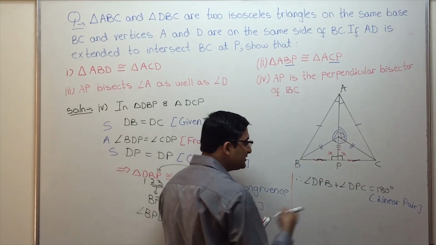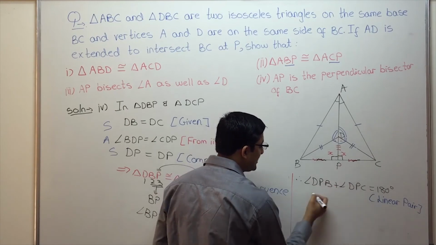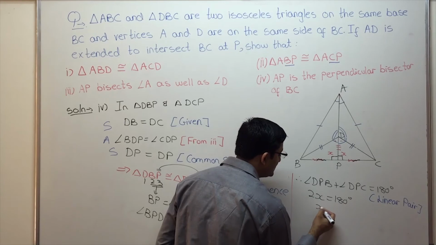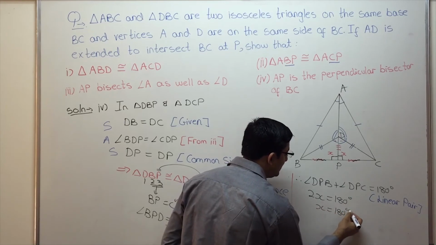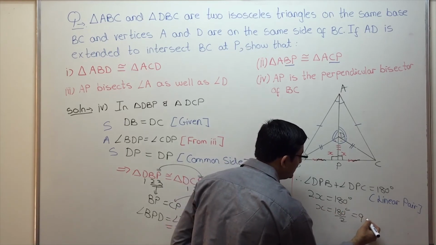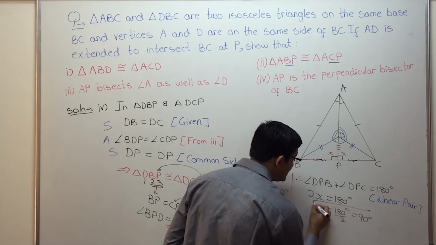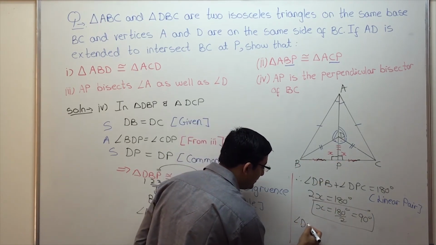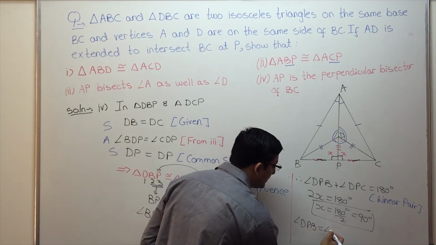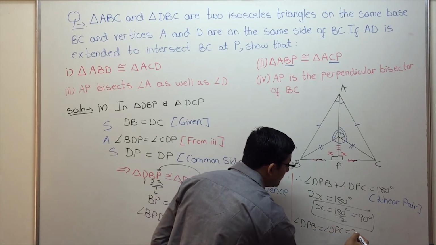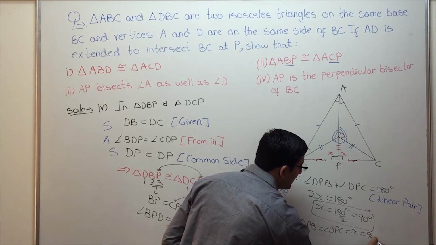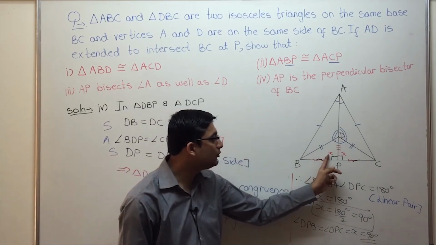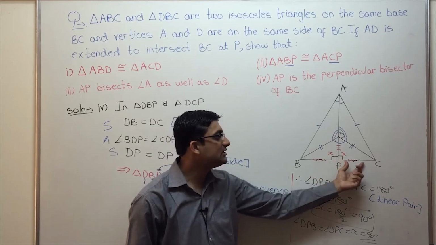Both the angles are equal. This is x, this is x. So I'll say x plus x, that is 2x, is equal to 180 degrees. So x is equal to 180 divided by 2, that is 90 degrees. So what is the value of x? X is 90. Now we know each of these angles is x. So angle DPB is equal to angle DPC, that is equal to x, that is equal to 90 degrees. Hence proved. So basically we have shown that both these angles are 90 and BP is equal to CP.